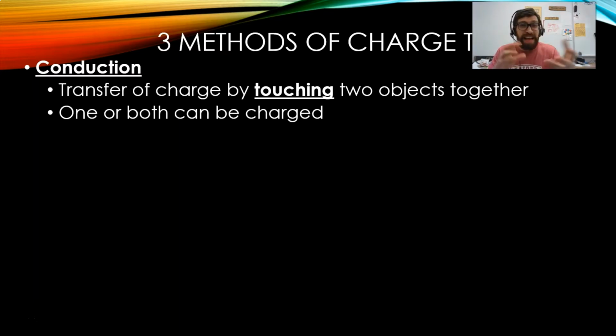Actually, now that I say that, they have to have different charges. If they have the same amount of charge, nothing is going to be transferred, which was the same as temperature. Two objects that have the same temperature, touch them together, no heat gets transferred. Same here. One of them can be charged, both of them can be charged. They have to have a different charge. In other words, one of them could even be neutral and the other could be charged. Lots of different possibilities. So the method is that we touch two objects together that have different charges.